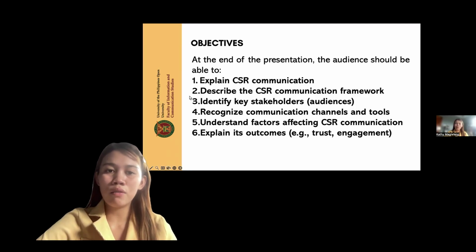At the end of this presentation, the audience should be able to explain CSR communication, describe the CSR communication framework, identify key stakeholders or audiences, recognize communication channels and tools, understand factors affecting CSR communication, and explain its outcomes such as trust, engagement, and others.